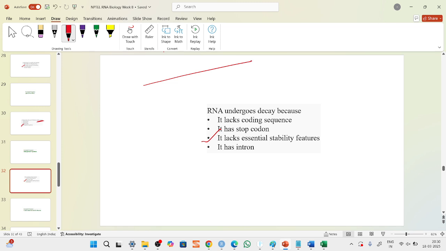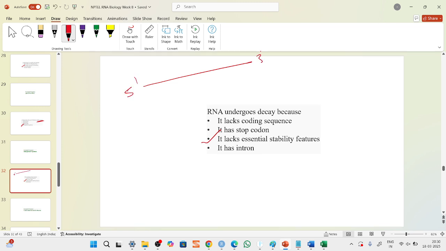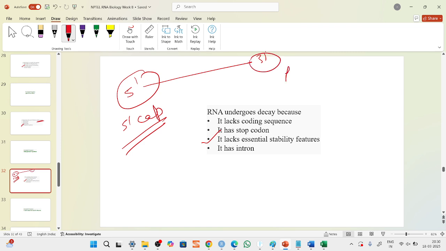Why? Because the essential stability features, when we talk about mRNA, the 5' end has the 5' cap, 7-methyl guanosine cap, and at the 3' end, you have the poly A tail. These are the essential stability features which are present in mRNA, which prevent the mRNA from undergoing any kind of decay. And if the mRNA does not have these features, that is 7-methyl guanosine capping at the 5' end and 3' poly A tailing at the 3' end, then that particular mRNA is marked for decay. So the correct answer is it lacks the essential stability features.